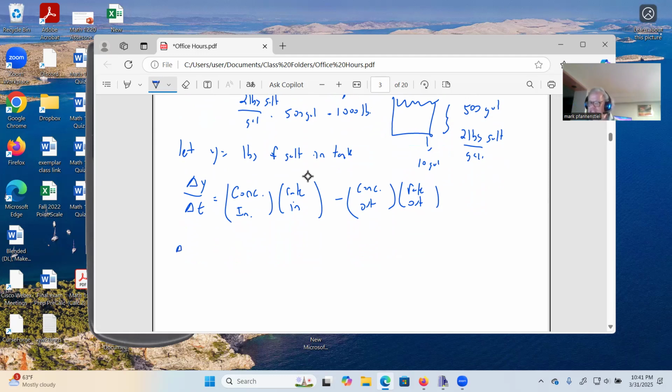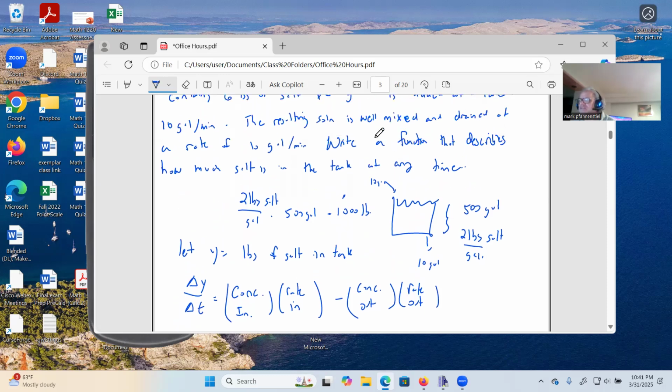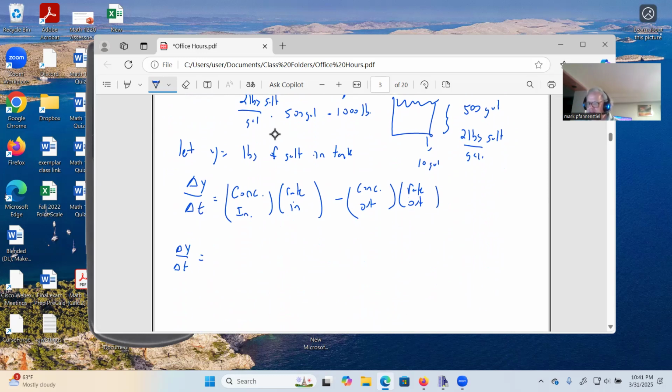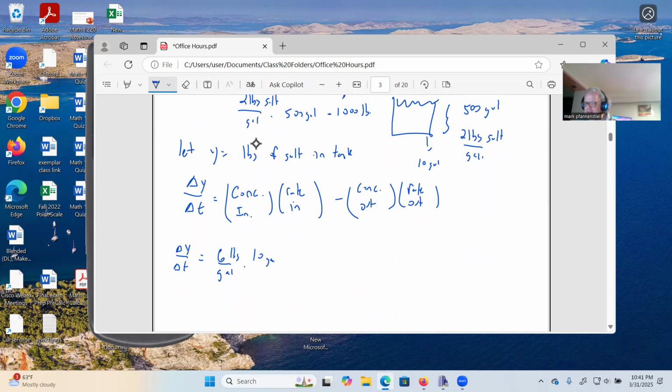So I need my change of y over change in t. What's coming in? We said it's coming in at 6 pounds per gallon. So the concentration in is 6 pounds of salt per gallon, times how fast it's coming in, which looks like 10 gallons per minute. This is nice because the gallons cancel. We're adding salt at a rate of 6 pounds per minute. Then we're going to do minus.